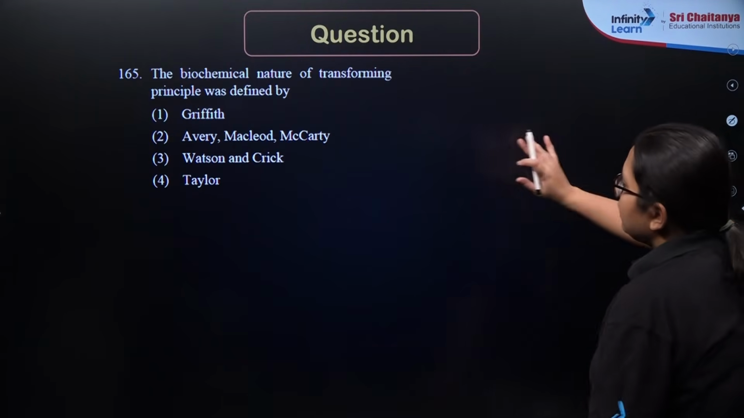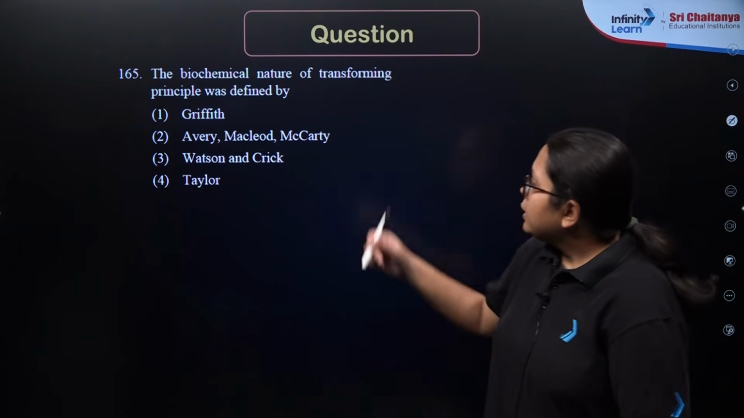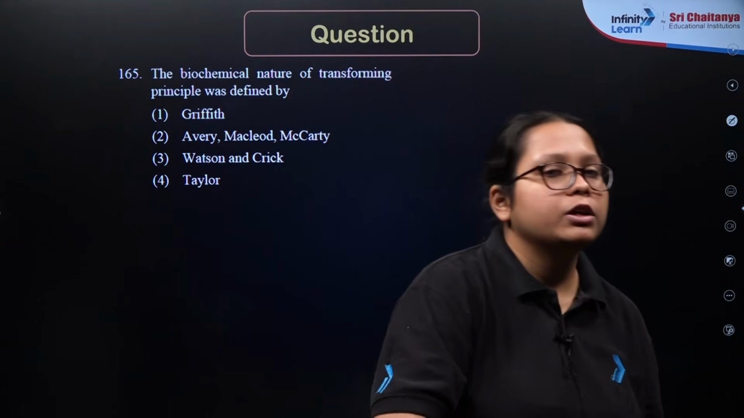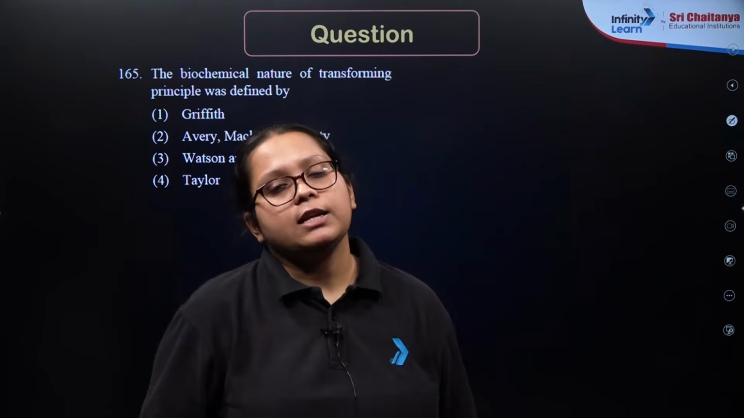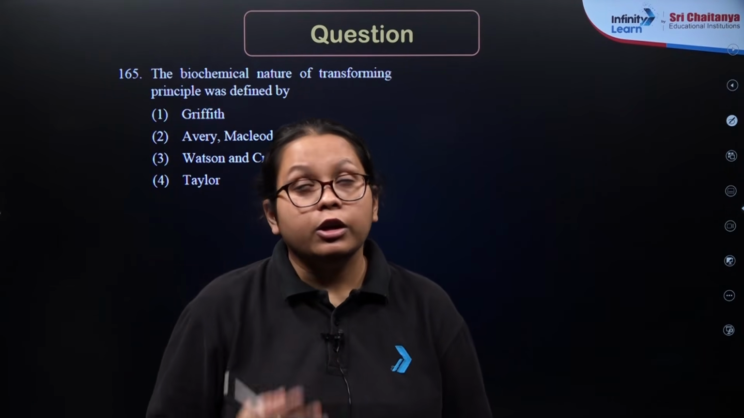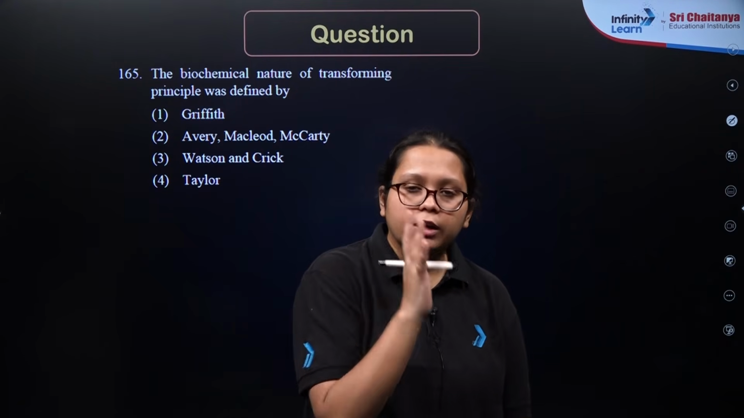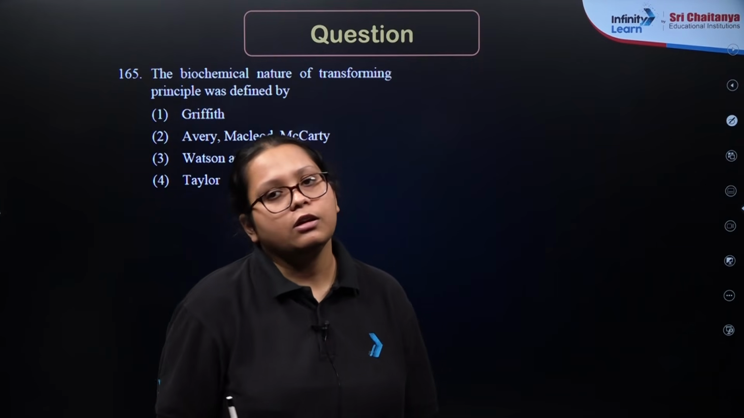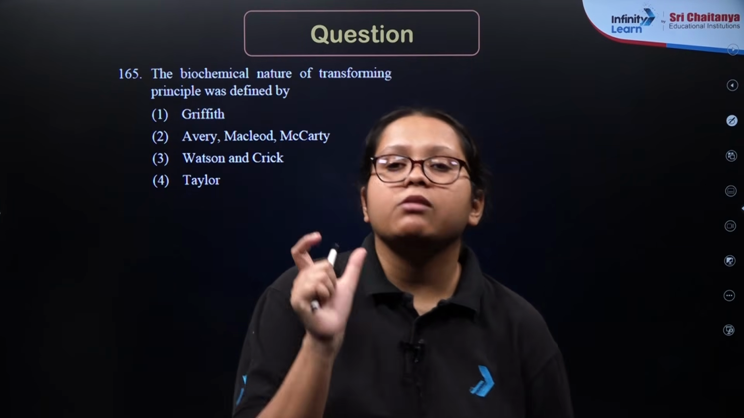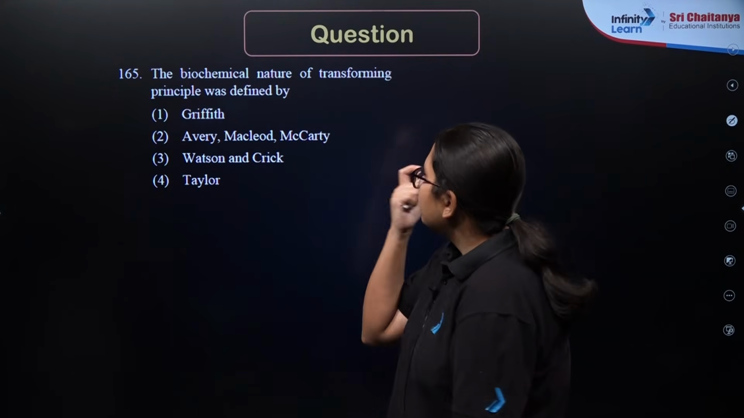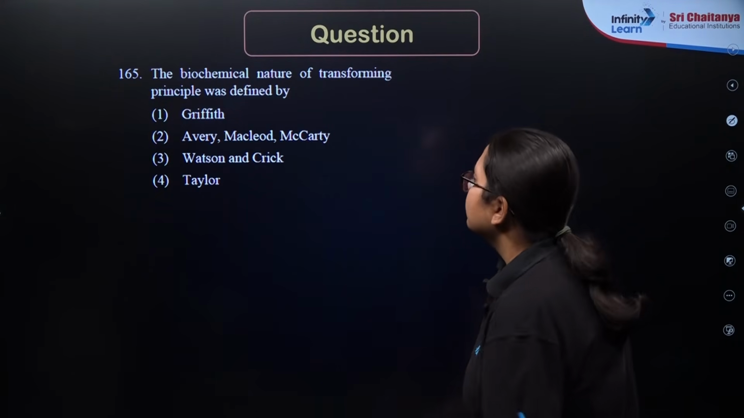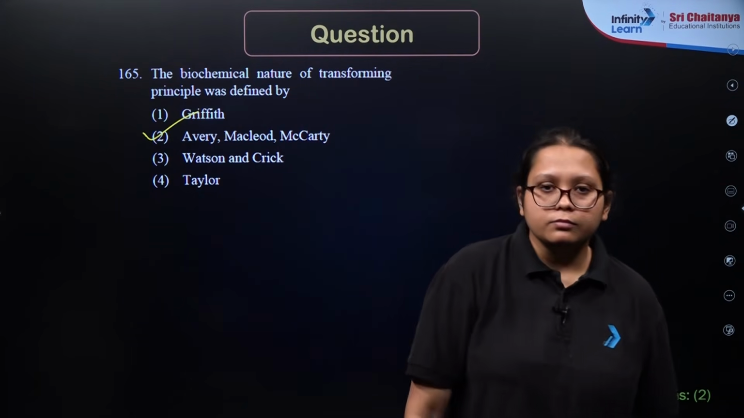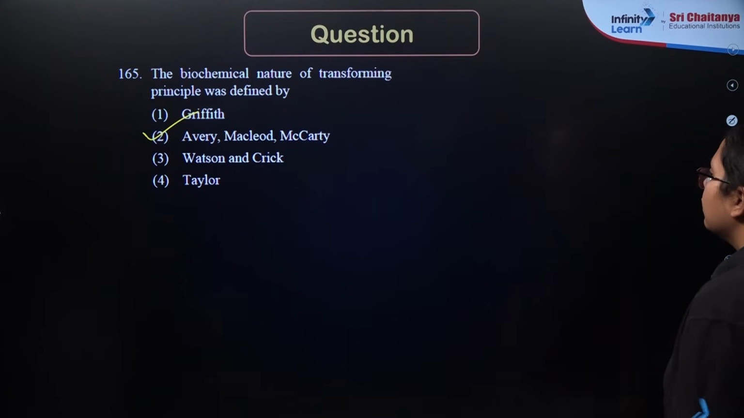Next question, the biochemical nature of transforming principle. Biochemical nature means, see Griffith, when he gave the transforming principle, he just told that something is transferred from the heat killed S phase to the live R cell, making the R cell virulent, and that is causing the pneumonia and mice to die. But he didn't specify what. So the biochemical nature of that thing which is transforming the bacteria was given by Avery, MacLeod and McCarty. They found out that DNA was the one which is getting transferred.